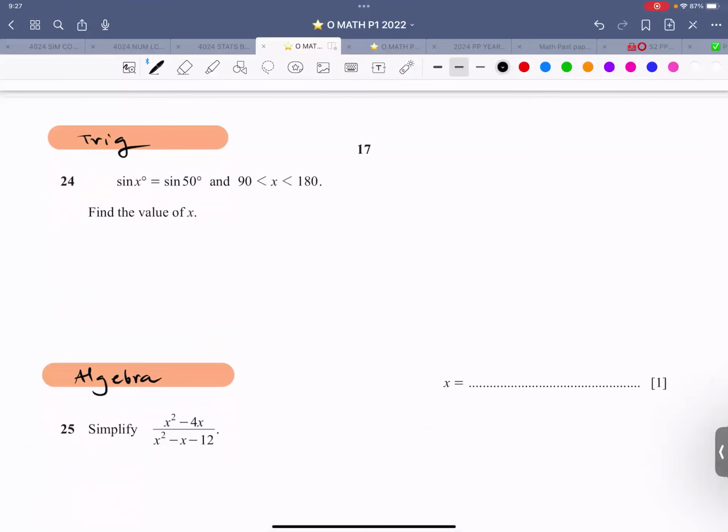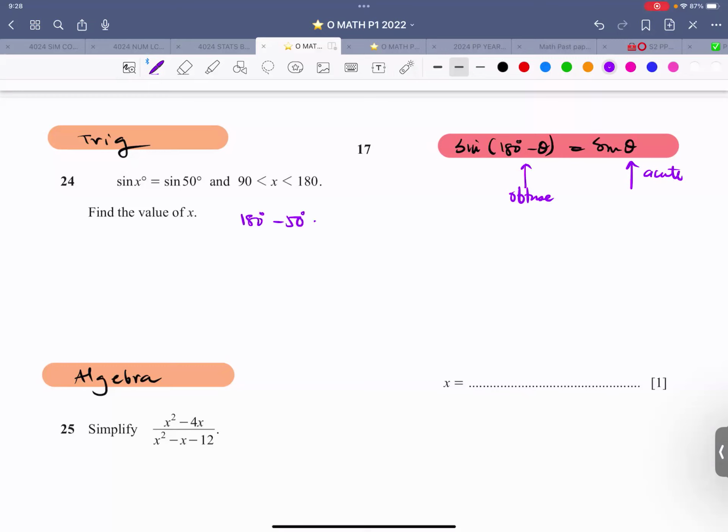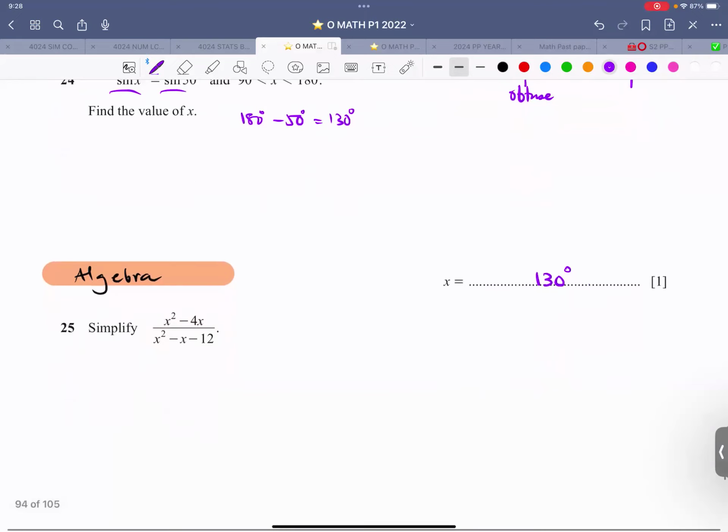Question 24, sine x is sine 50, x lies between 90 and 180, find the value of x. So now there is a very famous rule that people tend to forget, that the sine of 180 degrees minus theta is sine of theta. If one angle is acute, the other one will be obtuse. As long as they add up to 180 degrees, the value of sine is the same. So 180 minus 50, that is 130. That means sine of 130 and sine of 50 is the same. Therefore, x is 130. That's the answer for this part.